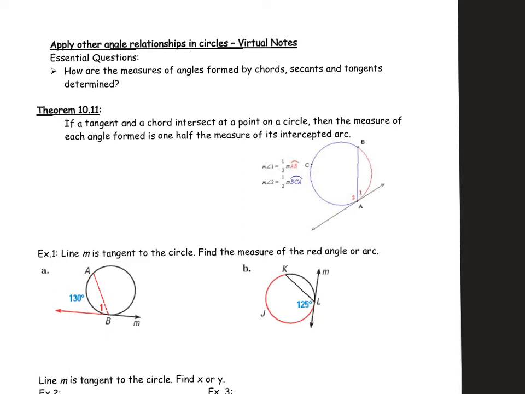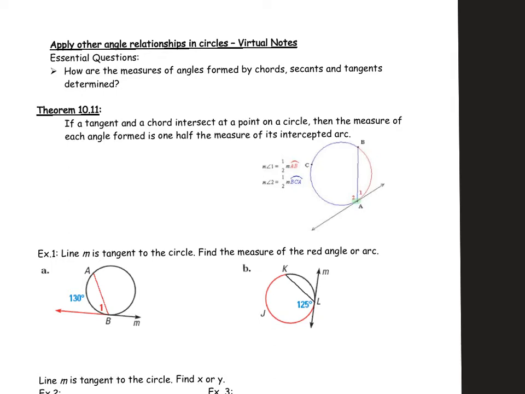So if you look at this first diagram, right here at point A, that tangent and chord AB are intersecting right there at point A. So that means they're intersecting right on the circle itself. When that happens, the measure of the angles that are formed are half the measure of the intercepted arcs. Just like when you had inscribed angles, the angle was half the measure of the arc.